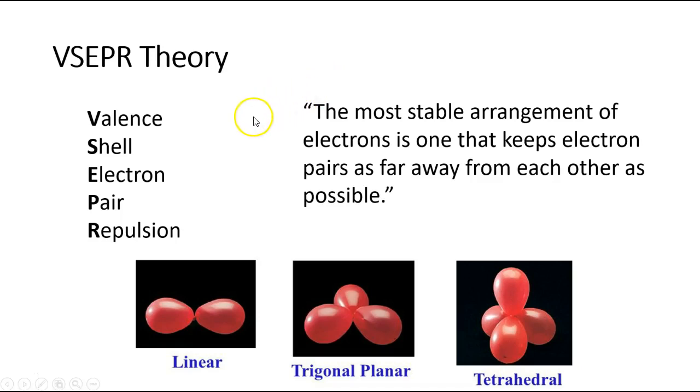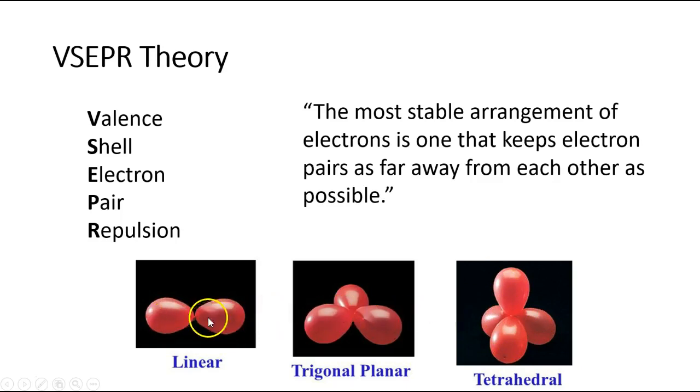And so you can think about this with balloons. If you had 2 balloons, and that would represent, say, a linear geometry, because the furthest 2 balloons can get away from each other would be 180 degrees apart. If you had 3 balloons, the furthest they can get away from each other is in a plane with balloon to center to balloon angles of 120 degrees. And if you had 4 balloons, they would adopt this tetrahedral shape, in which all these bond angles are about 110 degrees. But this is now a 3-dimensional shape.